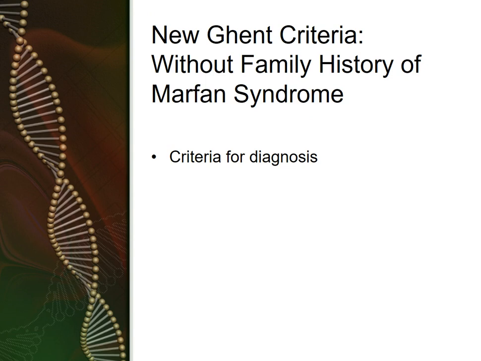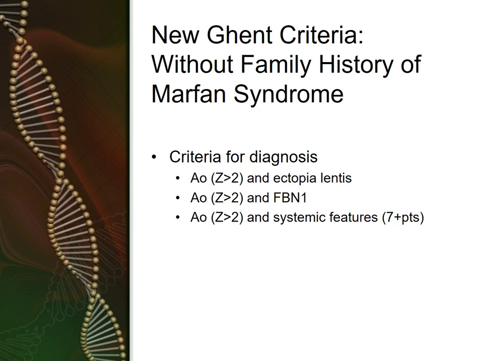So, the new Ghent criteria. If there's no family history of Marfan syndrome, you need to have an enlarged aorta and a dislocation of the lens, or an enlarged aorta and a fibrillin mutation, or an enlarged aorta and the 7 points of the systemic score, or ectopia lentis and a fibrillin mutation. So basically you need two things.